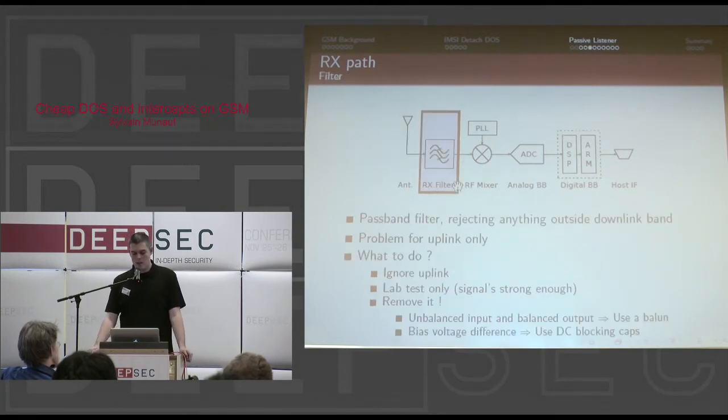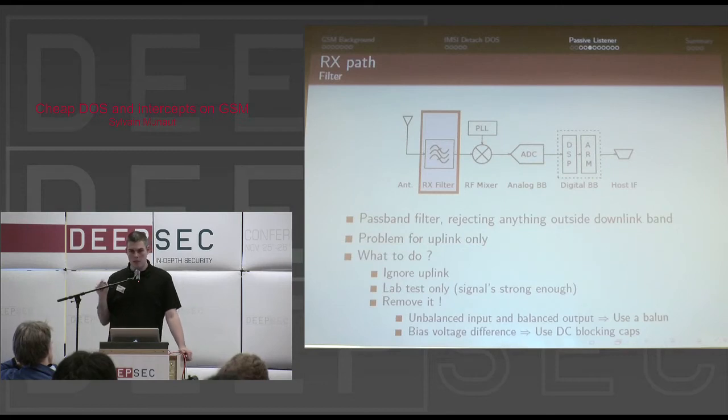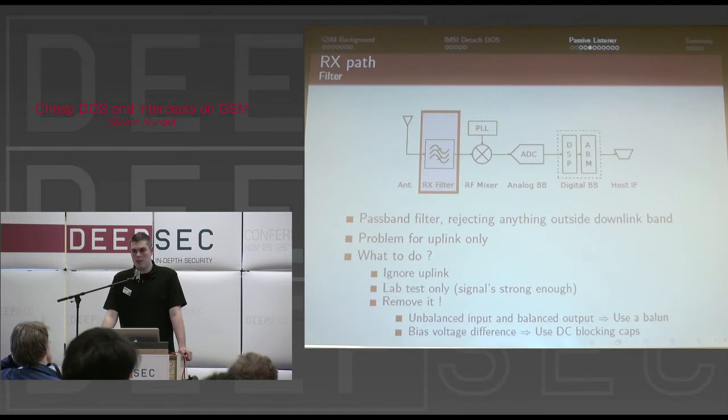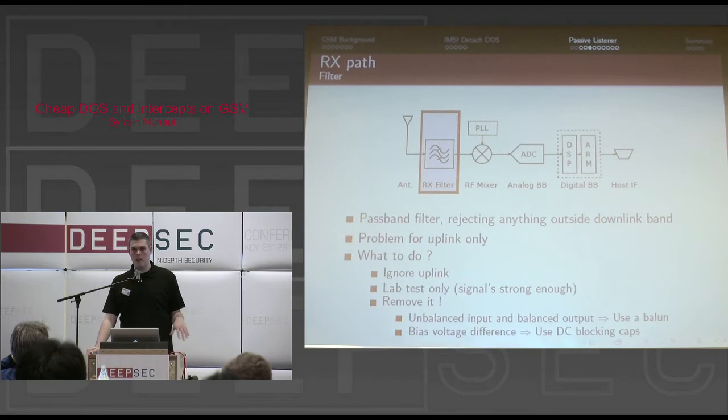Okay, the second element is the reception filter. Basically, to improve the quality of the signal received by the phones, the manufacturer put filters in there that filter out everything that's not in the band that the phone is supposed to listen to, which is great because it protects against all kinds of interference. However, it's bad for us because if we want to receive uplink, that signal is going to be attenuated by something like 30, 40 dB. So you have an already weak signal, you're cutting 40 dB out of it, there is nothing left.